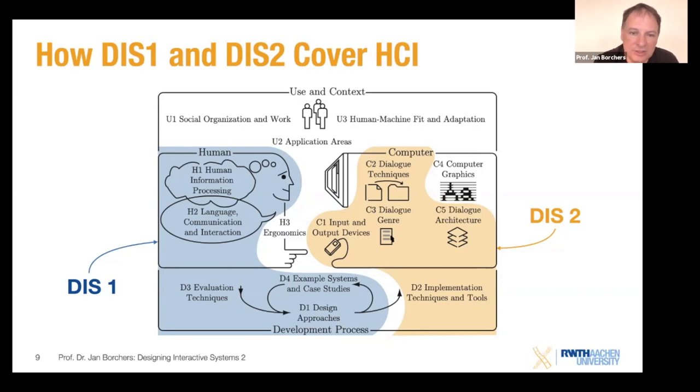And finally, the area on top there, use and context, is something that is best covered in classes like computer-supported collaborative work, CSCW. For example, Wolfgang Prinz from Fraunhofer FIT, who also is an associate professor at RWTH, covers these areas quite well. And I encourage you to check out these other things that will round out your education in becoming a kick-ass HCI engineer and researcher really well.